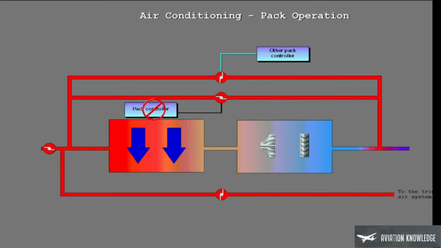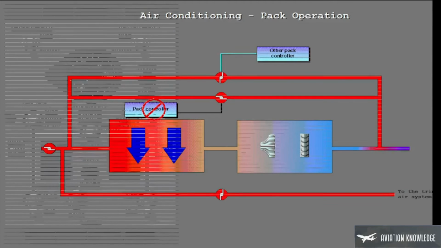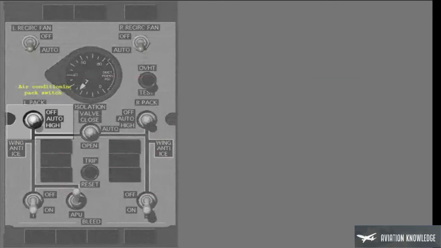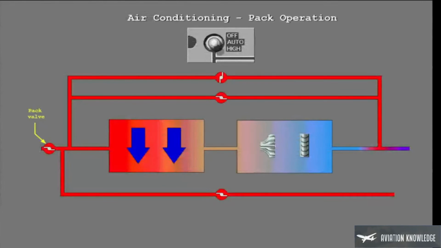Before the pack, some of the bleed air is sent to the trim air system to control the temperature of the cabin zones. The trim air system is discussed in another lesson. To control the bleed air that goes into the pack, you use the air conditioning pack switches on the air conditioning bleed air controls panel. The air conditioning pack switch controls the related pack valve. Turn off the pack.